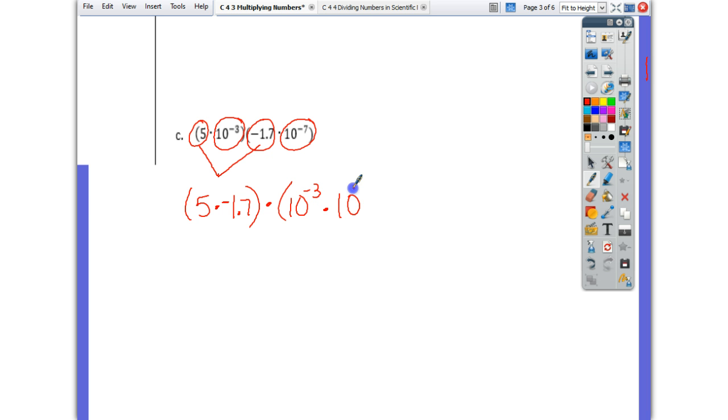All right. For those of you having troubles, remember we multiply our constants. So we have 5 times -1.7, then we do our base 10s, 10 to the -3 times 10 to the -7. Remember, we add these two exponents.